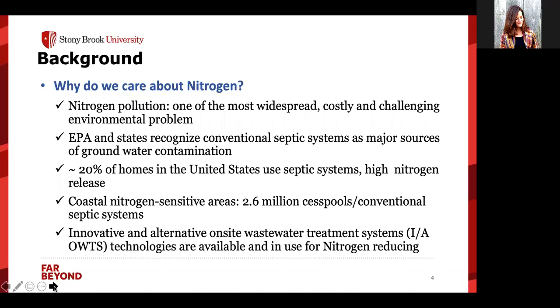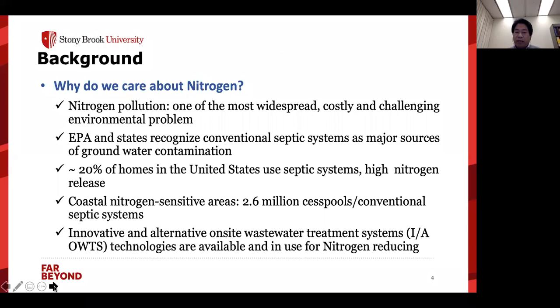First, let's take a look at why we care about nitrogen. I believe all of us in this seminar are interested in nitrogen, right? Because nitrogen pollution, we know, is one of the most widespread pollution problems in the US, and very likely over the world. It's also a very costly and challenging environmental problem. And we know nitrogen includes organic nitrogen and inorganic nitrogen species. Inorganic nitrogen includes 7 different species, right? Like ammonium and nitrate, and nitrate is a major component of inorganic nitrogen. They are nutrients. They are the main species of nitrogen pollution.